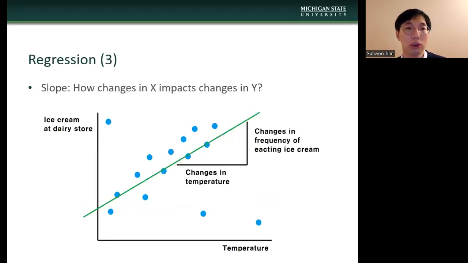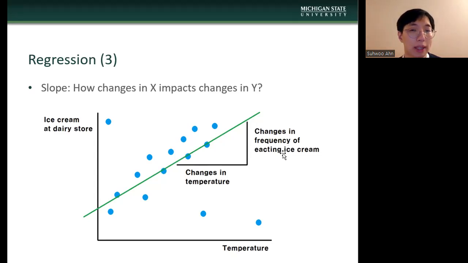Also in the regression, you can think about 2 points. First one is slope, another one is constant or intercept. The slope shows how changes in x influence changes in y. So the graph shows how changes in temperature impact changes in frequency of eating ice cream. With the slope, the linear regression shows how changes in x influence the changes in y.